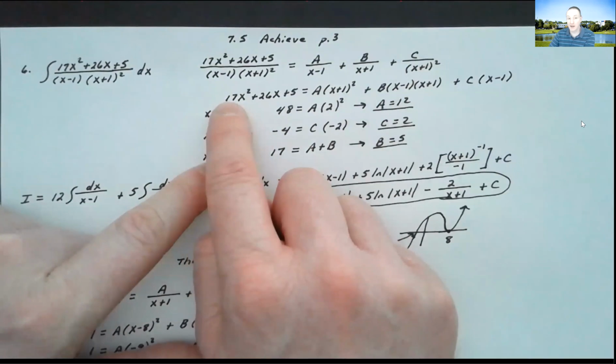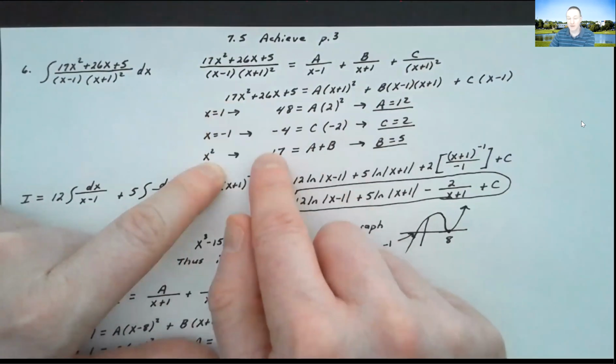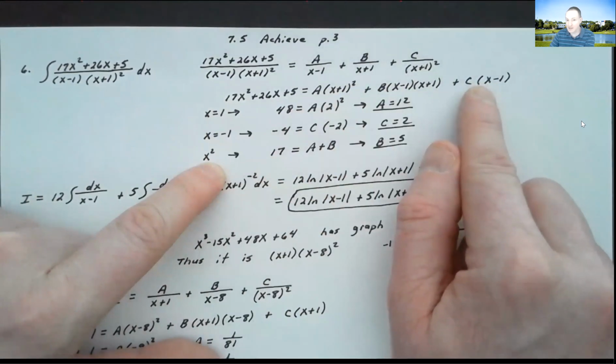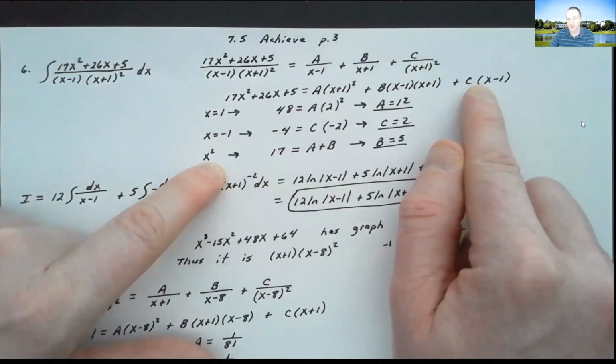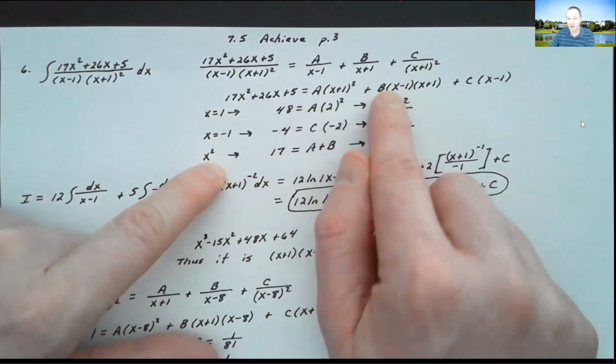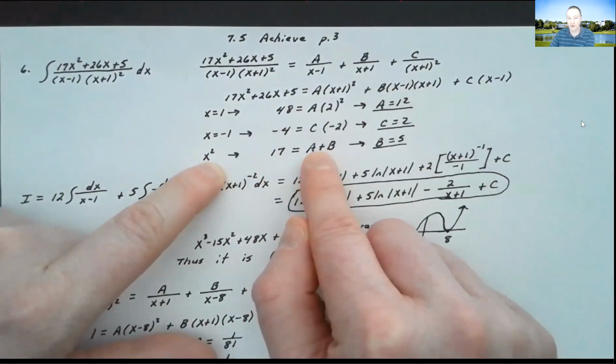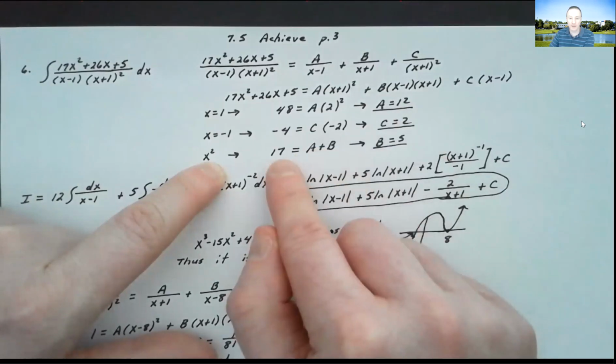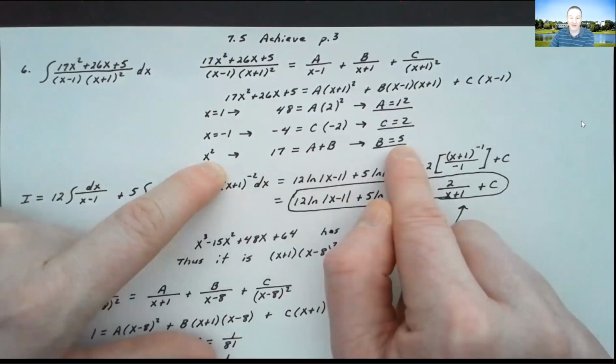On your left-hand side, well, the coefficient of x squared is 17. The only coefficients of x squared on the right-hand side, notice C is not a coefficient of x squared, but I would have A plus B are coefficients of x squared. I already know A is 12, so I get 12 plus B is 17, thus B is 5.